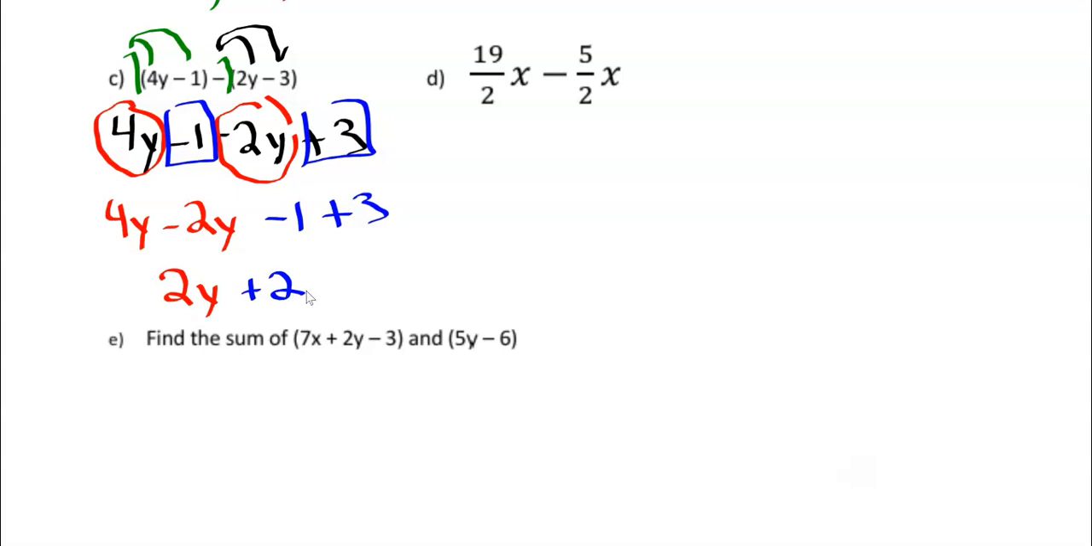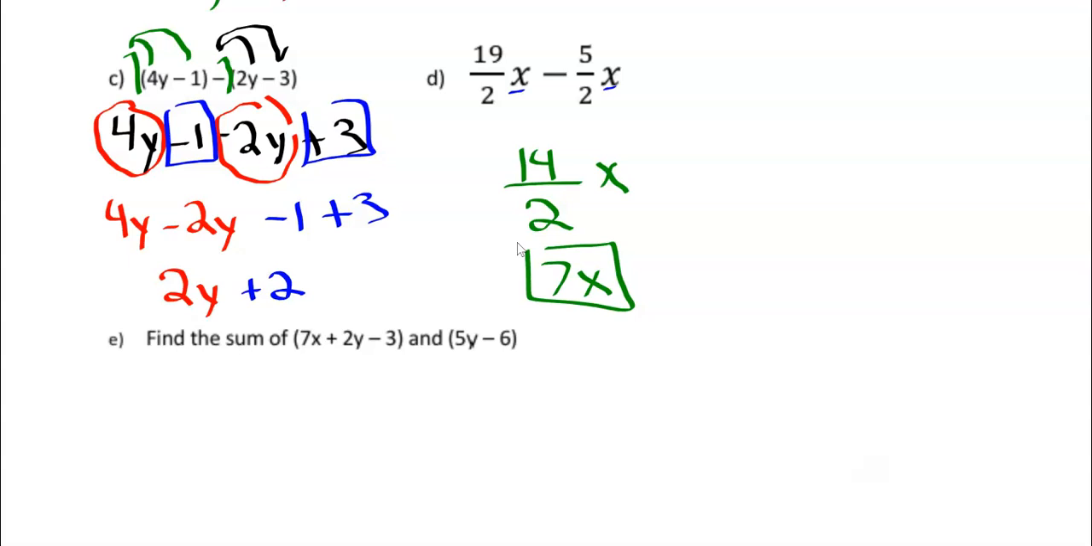On to letter D. The thing I love about letter D is that we're subtracting. They both have the variable x, so they are like terms, and they have the same exact denominators. This is awesome. When you're subtracting fractions, you need to have the same denominator before you go ahead and do so. So we got the green light. 19 minus 5 gives us 14. You keep the variable, you keep the denominator of 2, keep your x attached, and when I simplify that, I get 7x.